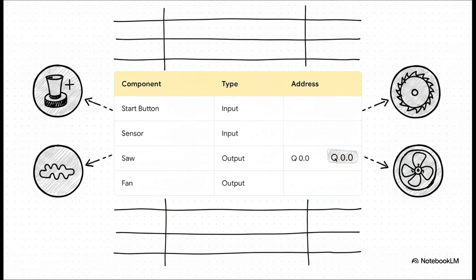We separate our inputs, the components that feel the world, like the start button and sensor, from our outputs, which act upon the world. For instance, our saw is an output, and in TIA Portal, we map that physical motor to the digital address Q0.0. The fan gets its own distinct output. By building this tag table first, we're essentially writing a dictionary that our PLC can actually understand.